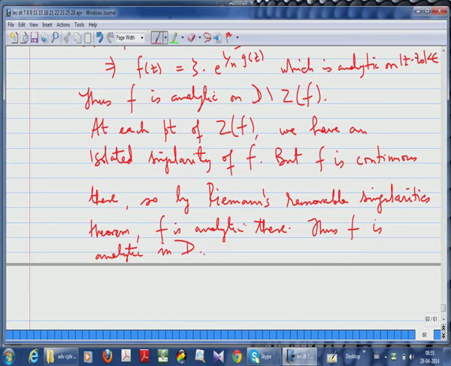You should see that the point is that you are using isolatedness of zeros of an analytic function. You are using the existence of an analytic branch of logarithm. You are using Riemann's removable singularities theorem.